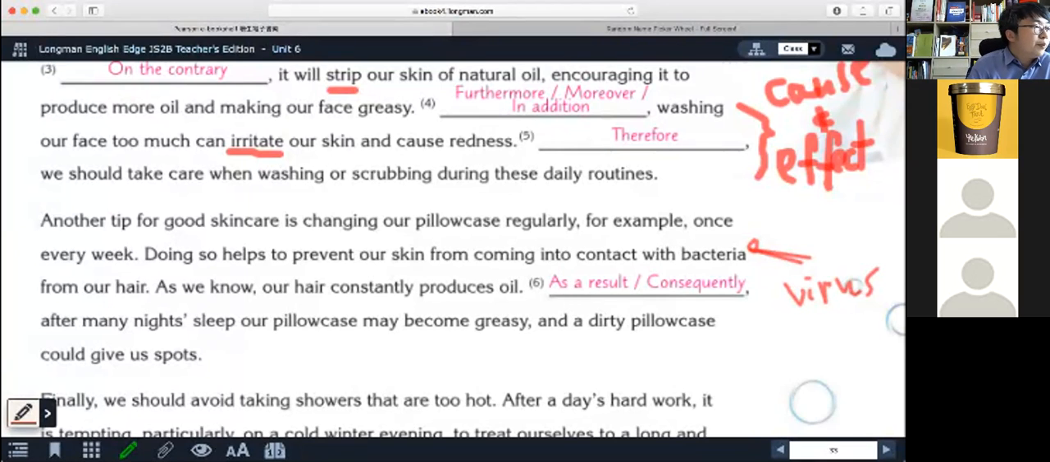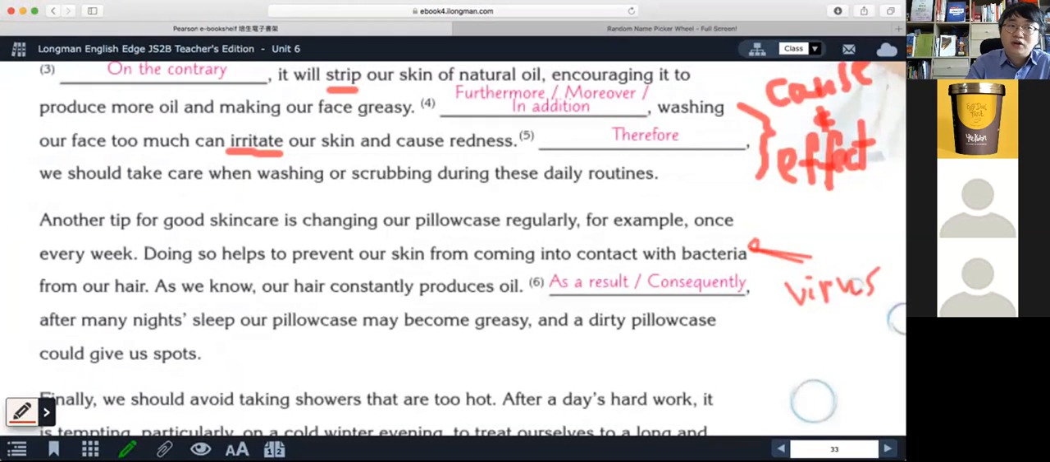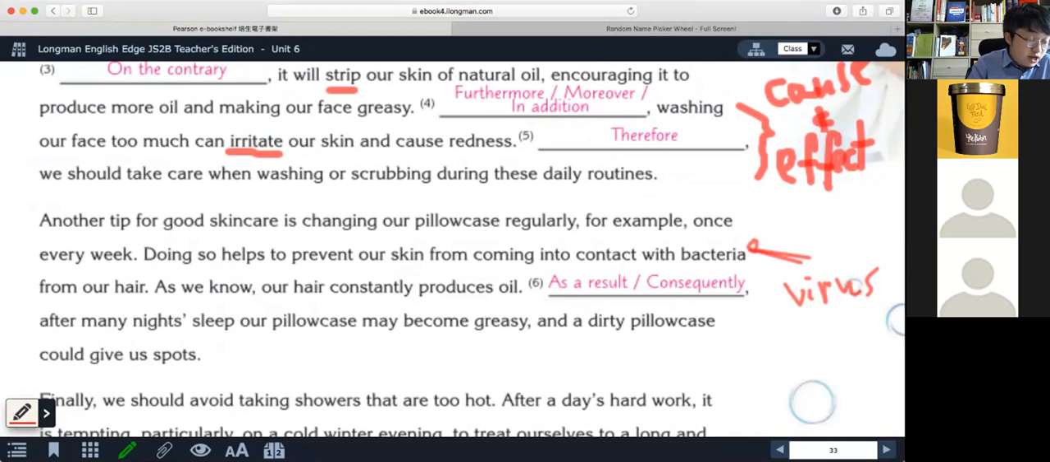All right. So from our hair, as we know, our hair constantly produces oil. As a result, or consequently, after many nights' sleep, our pillowcase may become greasy. You may try to, for example, Kiko, you just woke up, try to touch your pillowcase to see if it is greasy. If it is, then be careful. You may be contacting a lot of bacteria every day when you sleep. And a dirty pillowcase could give us spots. Spots. All right. So let's move on to the next paragraph.